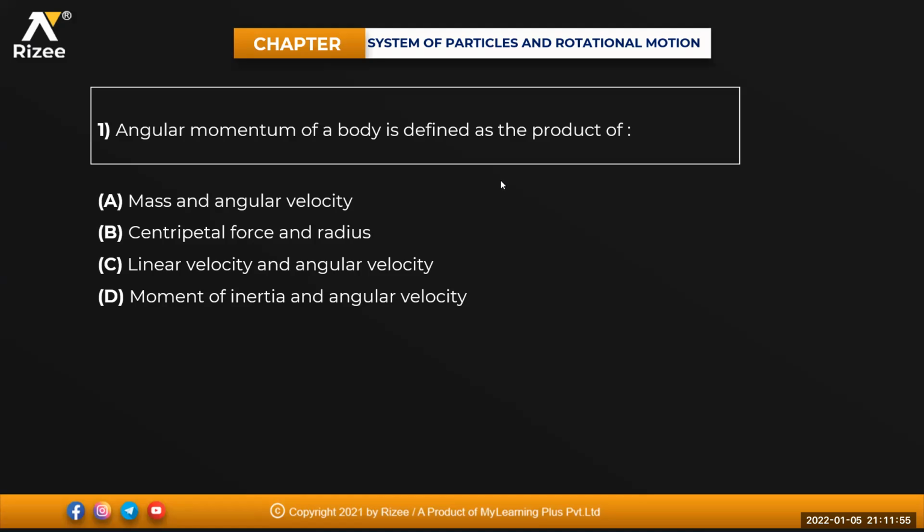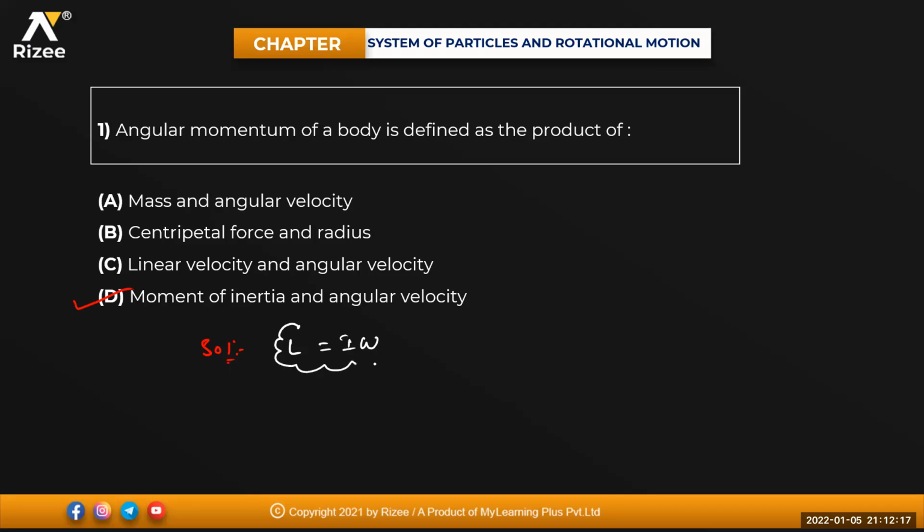Mass and angular velocity, centripetal force and radius, linear velocity and angular velocity, moment of inertia and angular momentum. Angular momentum is equal to how much, beta? Fourth option is correct. Very good. L is equal to I into omega.